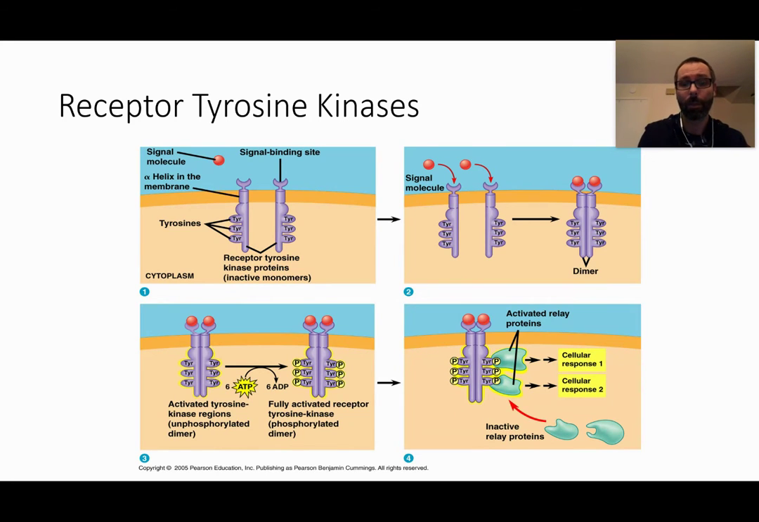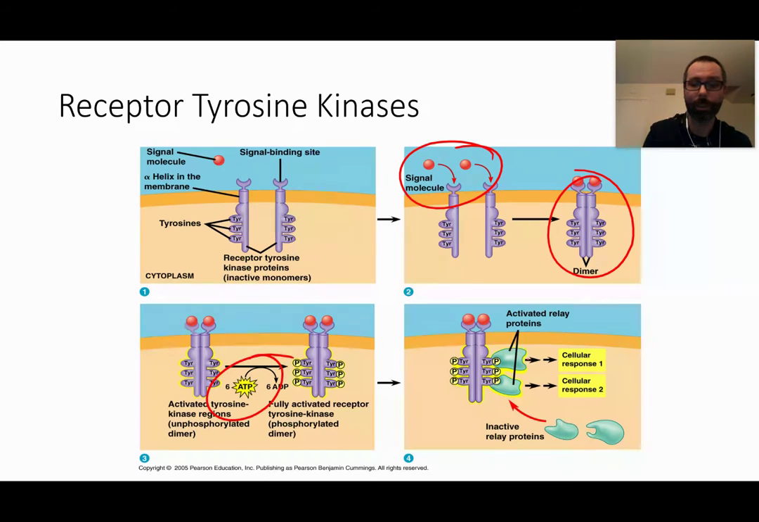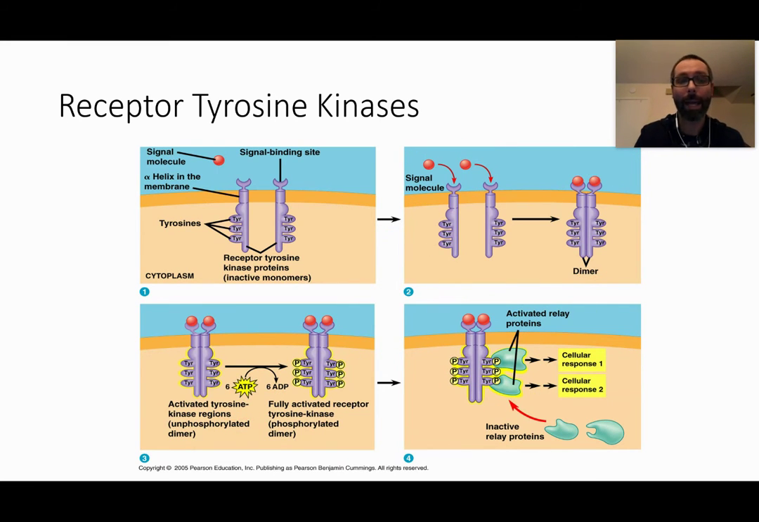But when the signal molecule binds, it causes a shape change. The shape change uses some energy to activate some other proteins, right? Step one, step two, step three, step four. It's still the same pattern. Reception causes shape change, causes the next protein to be activated.